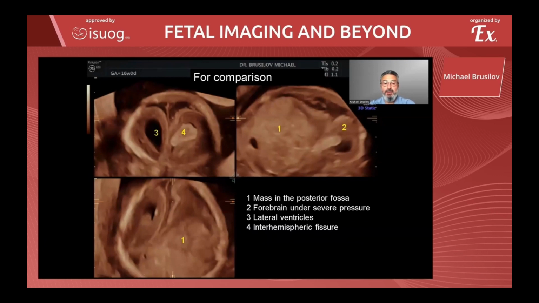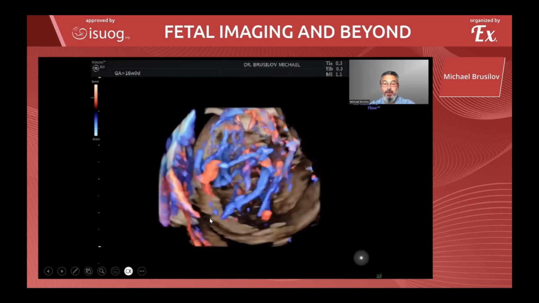For comparison, you can see here a mass in the posterior fossa, but it was not bleeding. It was a tumor in the posterior part of the brain. You can see here the very rich vascular net of the tumor.